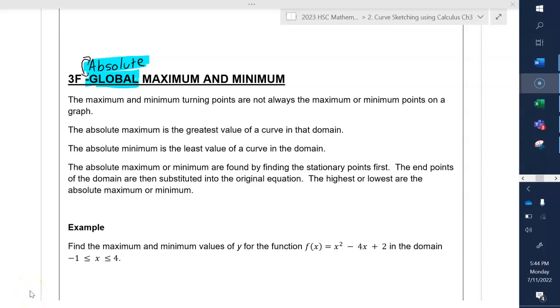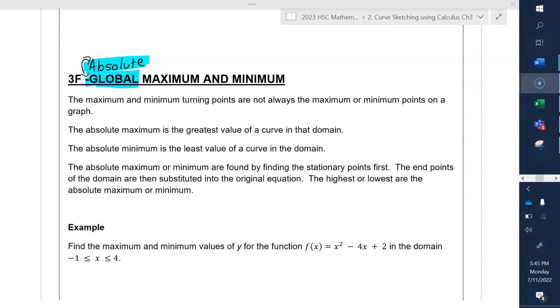Okay, hello Year 12. What we're going to work through today is 3F, and the topic's called Global, Maximum and Minimum Points. The word global, though, is used interchangeably with the word absolute. So sometimes we'll refer to these as absolute maximum and minimums or global maximums and minimums. So the maximum and minimum turning points are not always the maximum or minimum points on a graph.